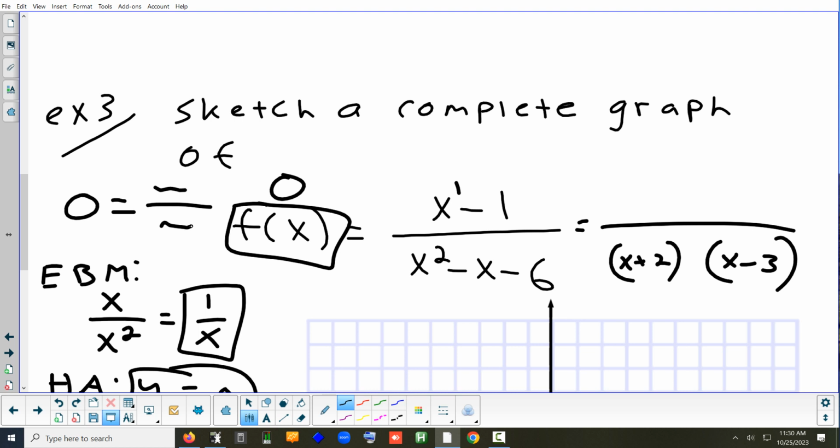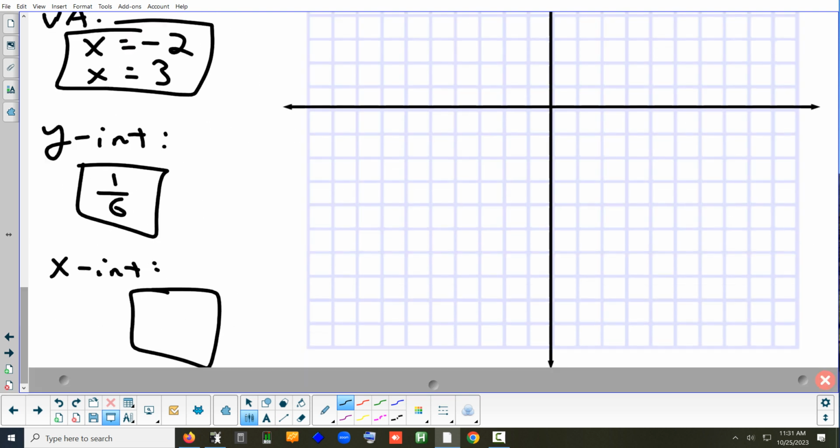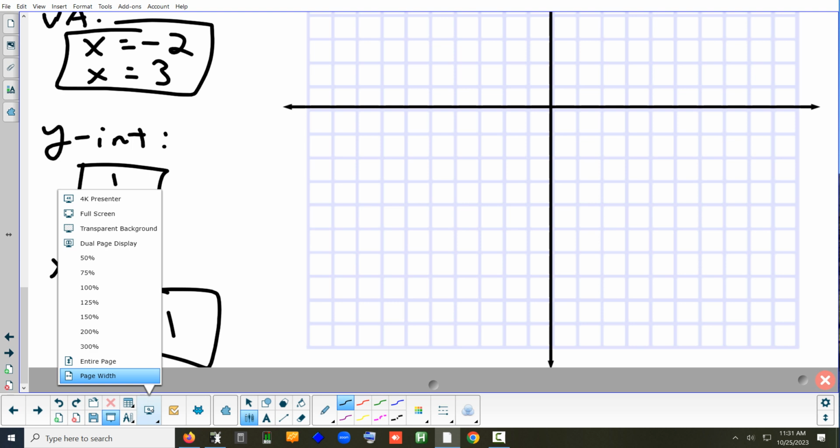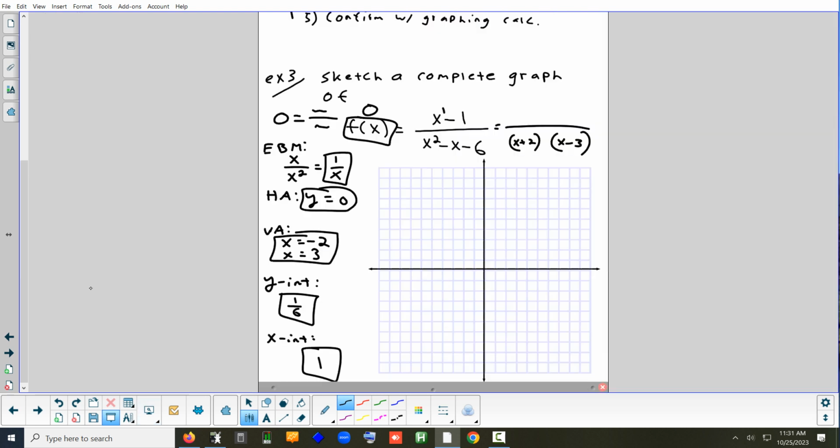The only way it would work is if the top equals 0 while the bottom equals something else. The only way a fraction can be 0 is if the top is 0. And what number makes the top 0? 1. That's your x-intercept. Okay, so we have enough here. We can start setting up the graph with all that information.